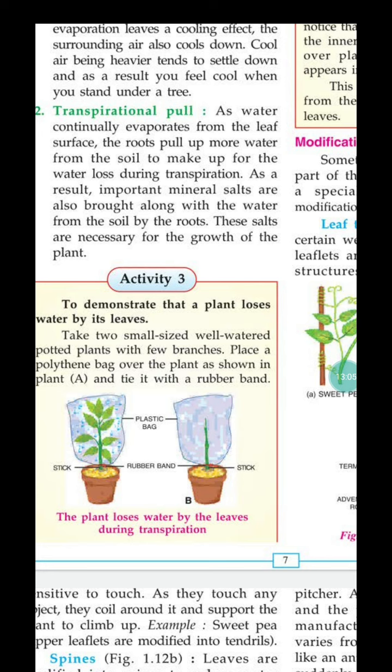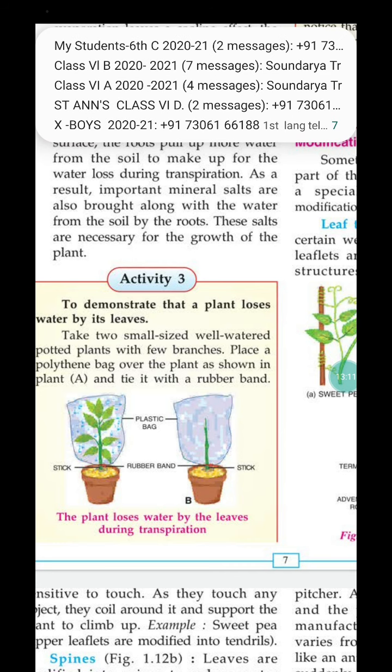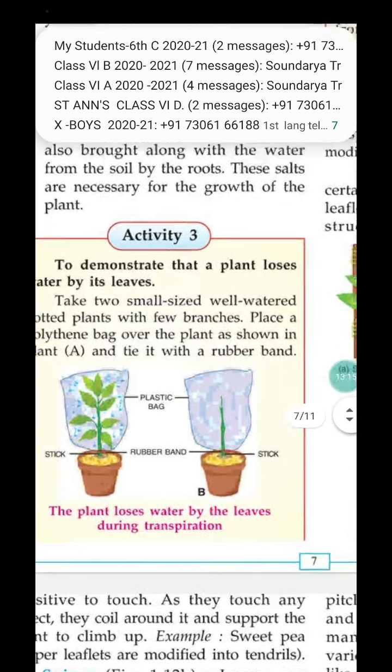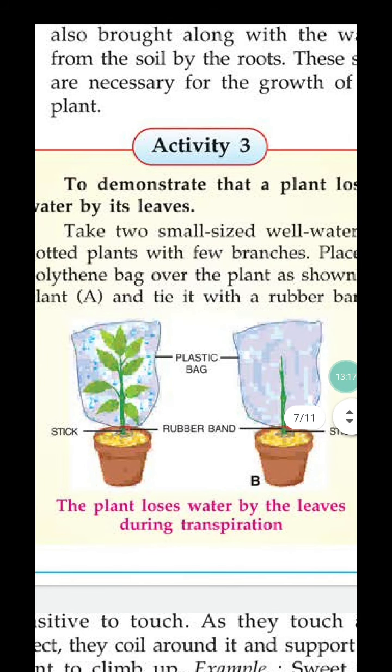So in this activity, what do we need to take? We need to take two potted plants. One plant should be with leaves and the other plant should be without leaves, only the stem part. Here you can observe, one plant is with leaves and the other is without leaves, and you need to cover both of them with a polythene cover and leave it for some time.